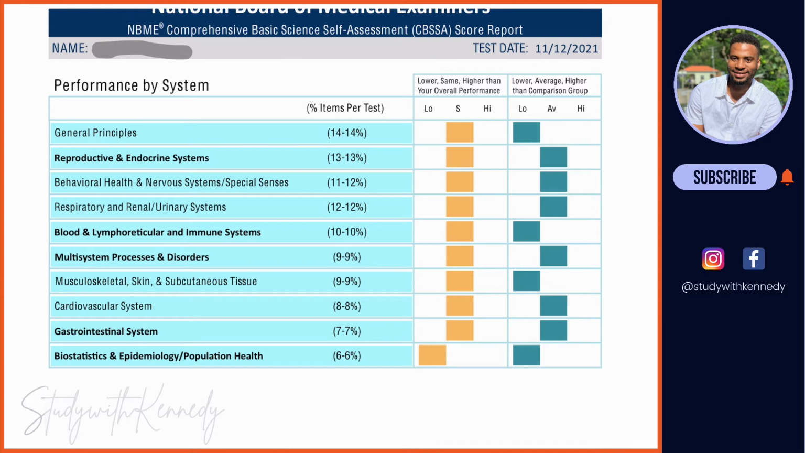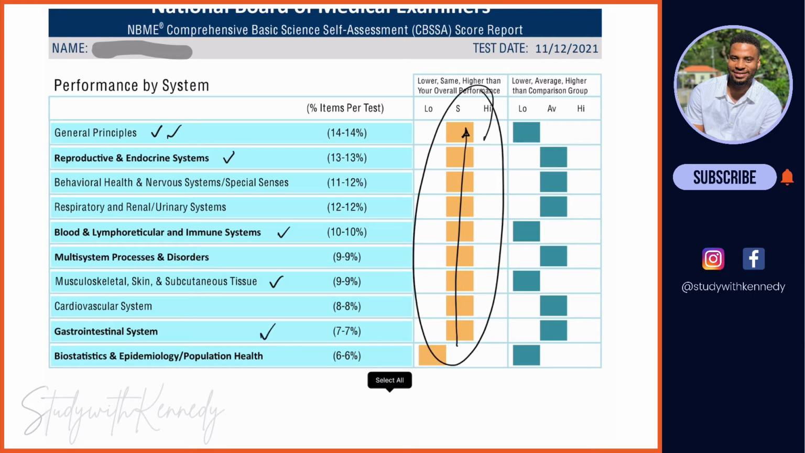Beautiful. Now look at the student's result. Everything here says same. Her knowledge of general principles is just as good as her knowledge of reproductive system, or so it seems. Her knowledge of general principles is just as good as her knowledge of what? Musculoskeletal system, or hematology, for example, or even gastroenterology. That is what this column is telling her.